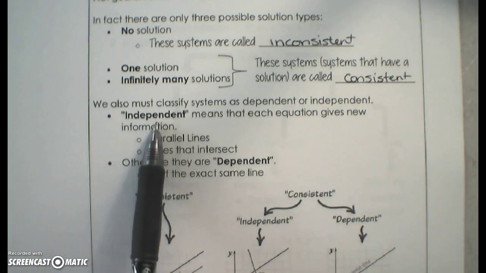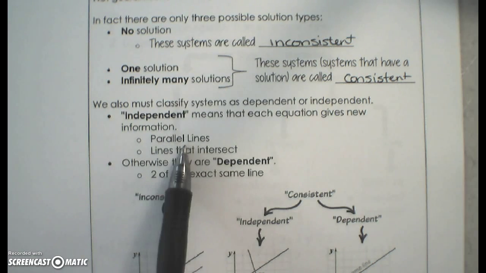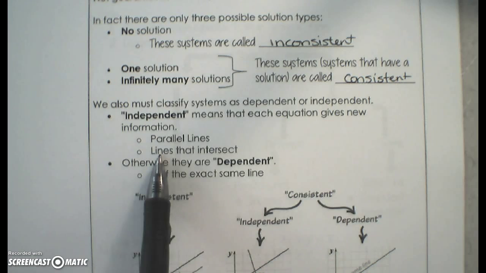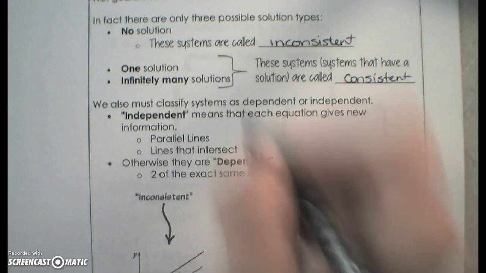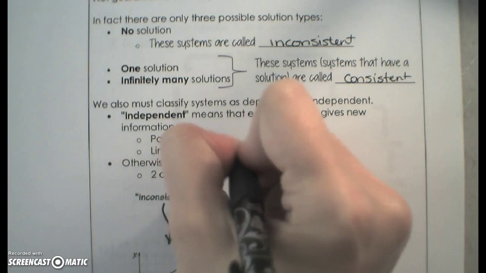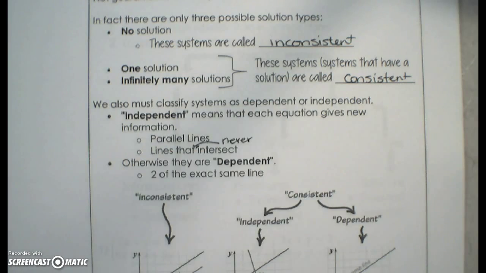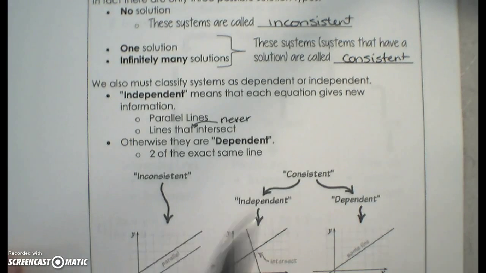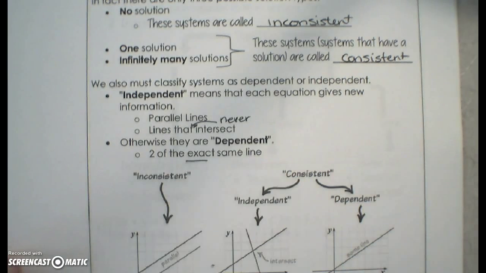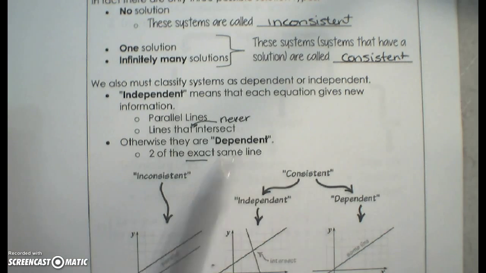So independent is like 2 separate lines, parallel, that never intersect. So add that little never in there because that is what parallel lines are. And then dependent is going to be the exact same line. So one line lying directly above the other line on top, and you can't even really tell that there's 2 lines. So independent, kind of separate, dependent, same line.